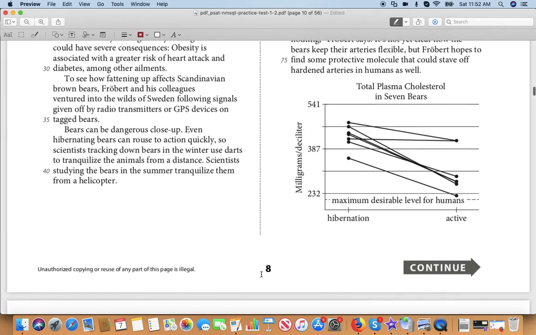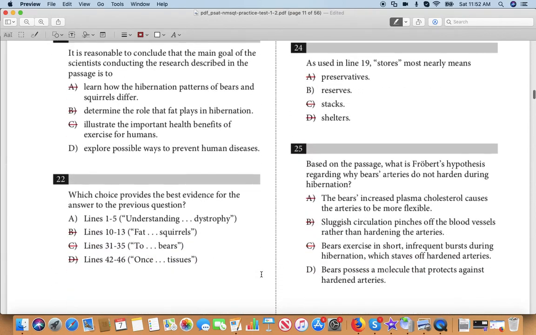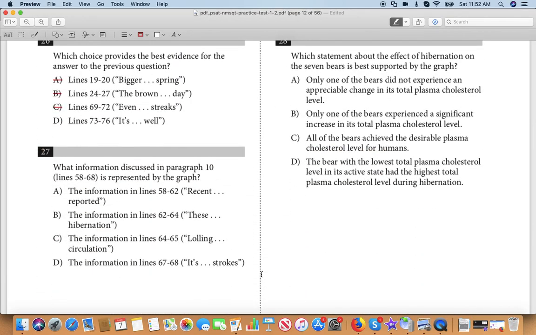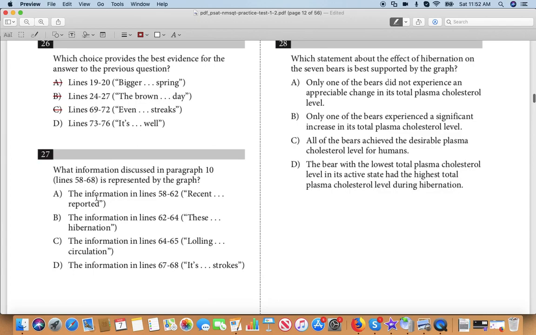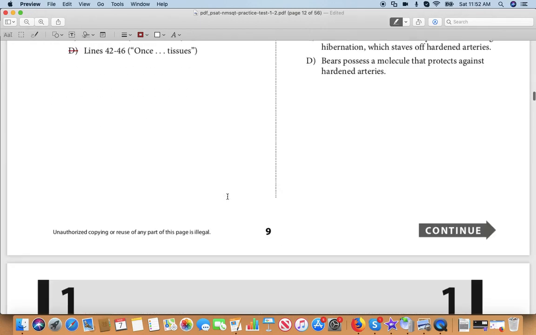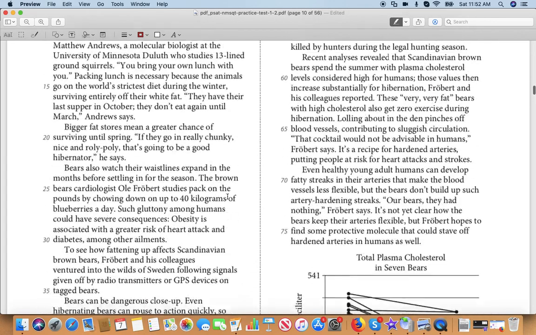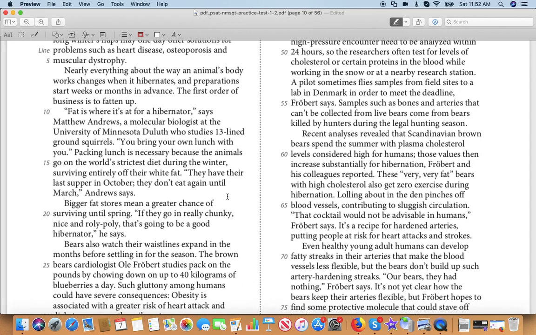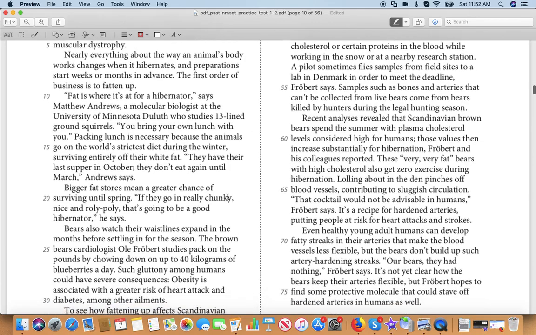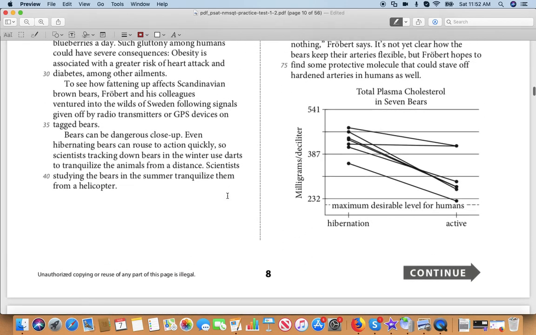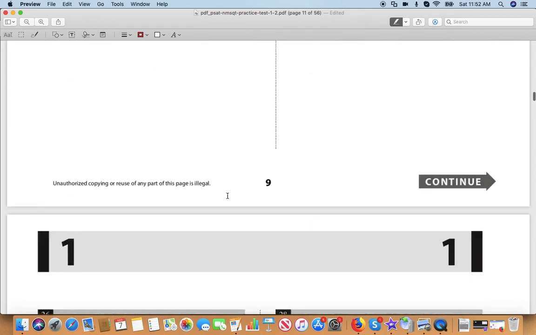Right. Okay. Let's test the answer choices. What information discussed in paragraph 10 is represented in the graph? So let's read the information in lines 58 through 62 and see if that's in the graph. Recent analysis revealed that Scandinavian brown bears spend the summer with plasma cholesterol levels considered high for humans. Those values then increase substantially for hibernation, his colleagues reported. Is that represented in the graph? Yes. That looks pretty good. Yeah, for sure. I can't debate that.